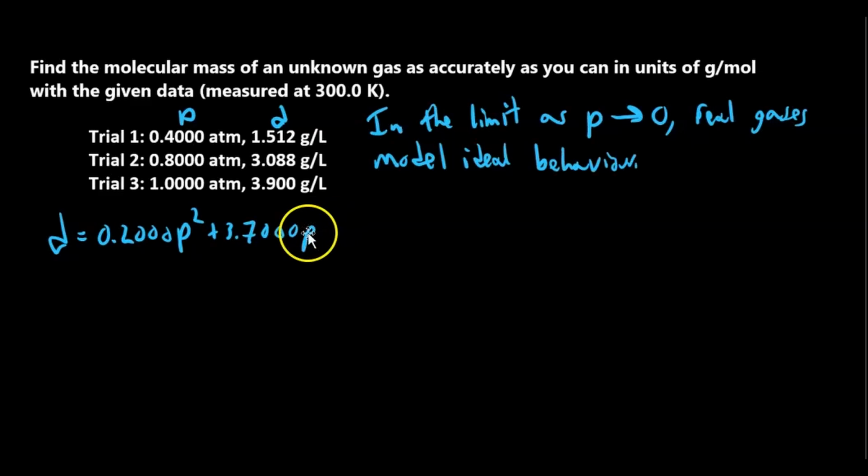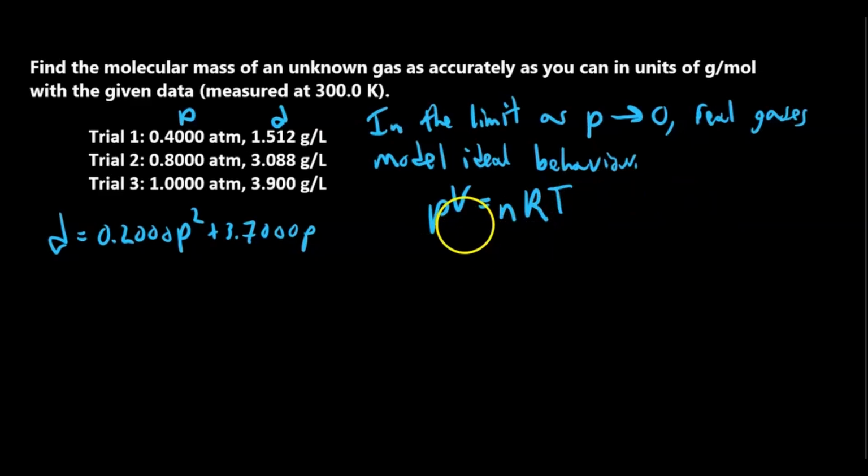Which means even though we know nothing about this gas, we don't know what equation of state would model it the best. We're doing a polynomial fit, and then we're going to say that in the limit as p equals 0, we can use our friend PV equals nRT here at p equals 0. So that's what we're going to do.